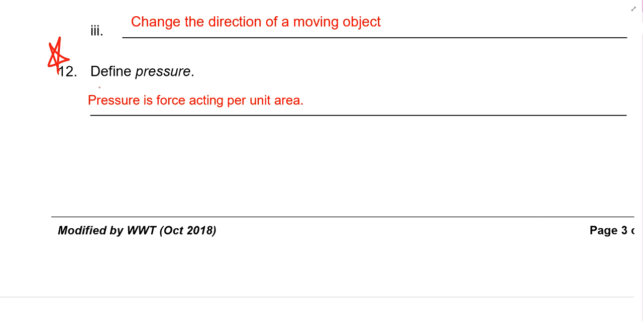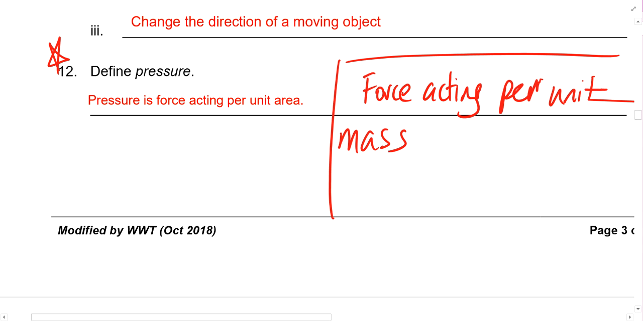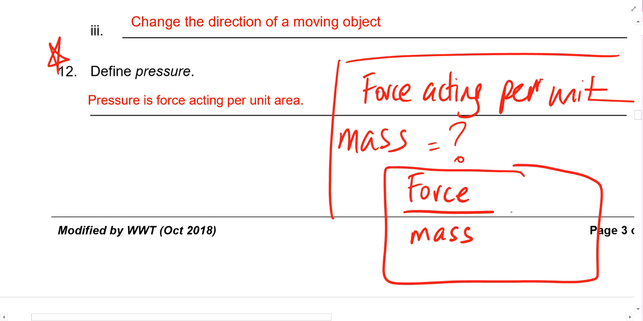Okay, remember we learned this? What does force acting per unit mass mean? In mathematics, what will this tell us? Force divided by mass. Now this over here, it is equal to something which I haven't taught you yet. So not force per unit mass. So pressure, force acting per unit area.